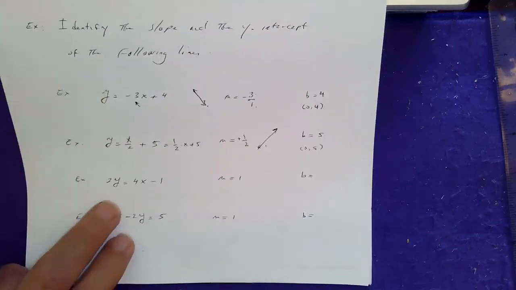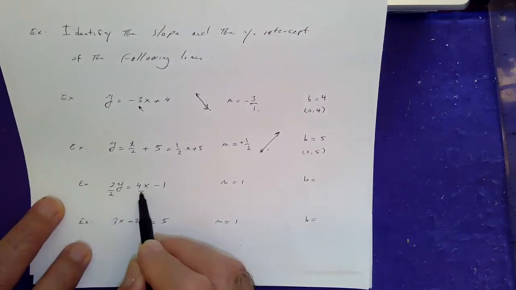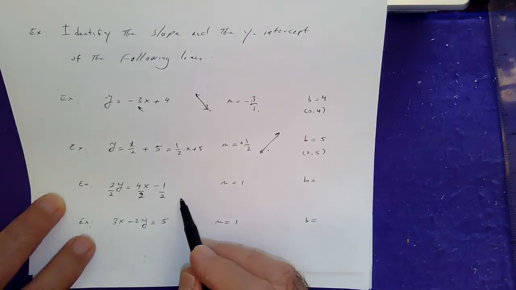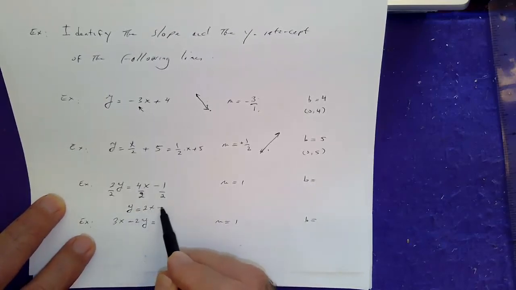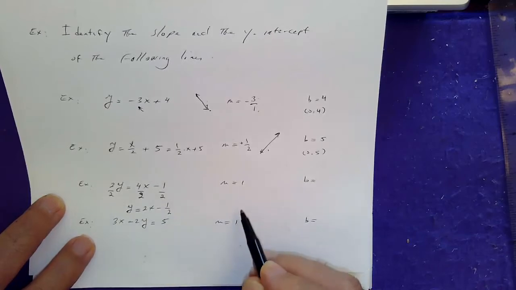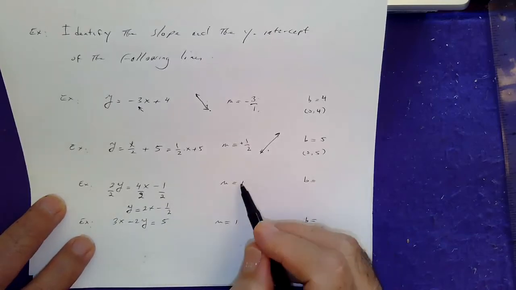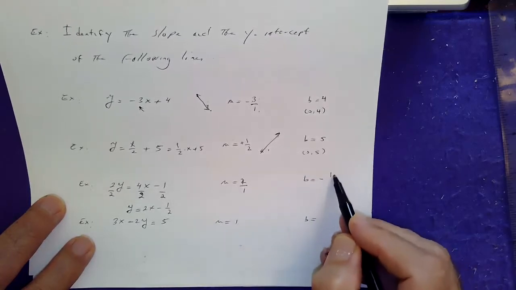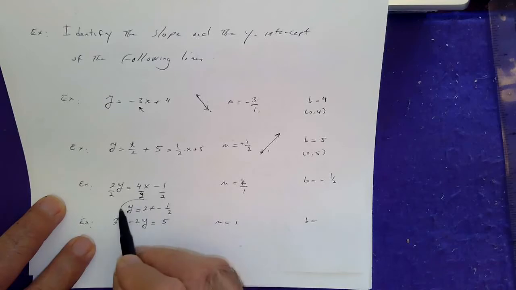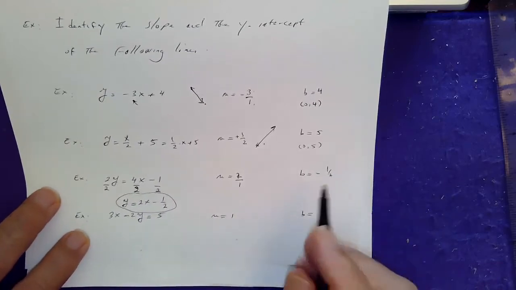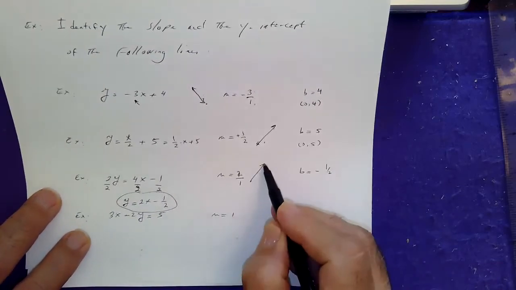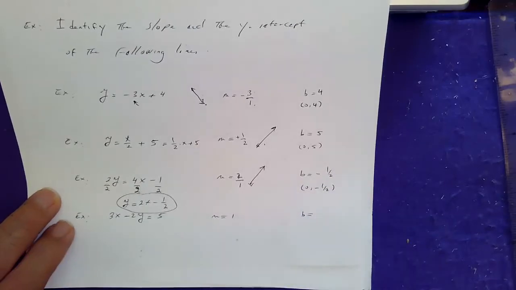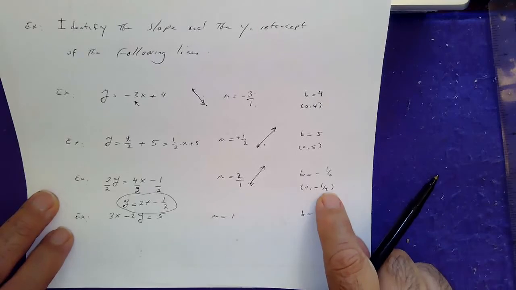What about this guy? Well, this is not quite in slope-intercept form, so the first thing you do is you divide everyone by 2, going from left to right, so you get y is equal to 2x minus 1/2. Guess what? Slope is what? 2 over 1, and the y-intercept is negative 1/2. Because the slope is positive, the line increases and the y-intercept is (0, negative 1/2). So that means this is where the line crosses the what?